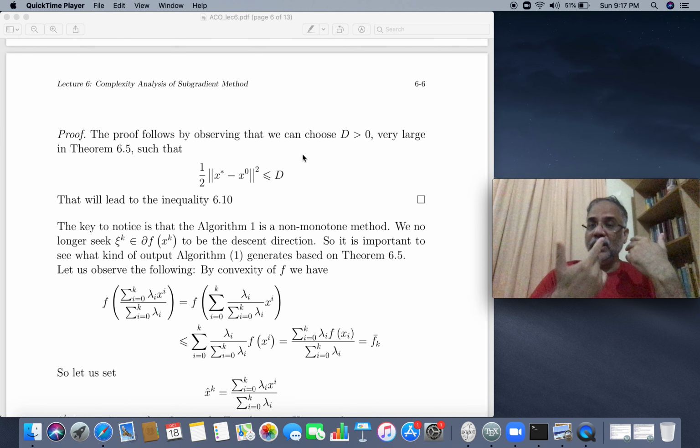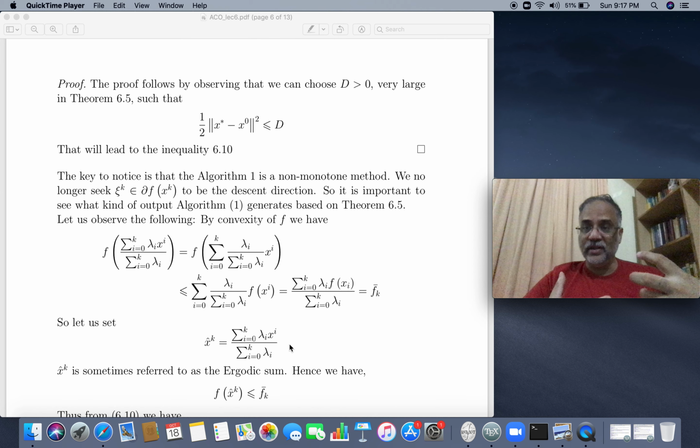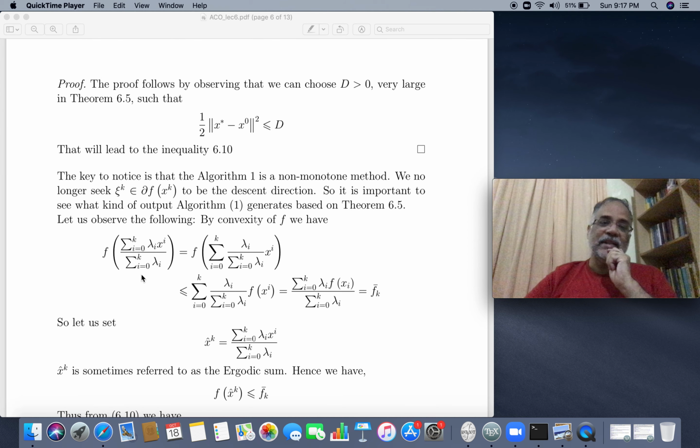So there are two ways of looking at the output. One is the construction of a point like x hat k, which is kind of an ergodic sum. It's called a weighted average of the vectors, not a weighted average of numbers, but a weighted average of vectors. If you operate f on this weighted average, then what does it say? By convexity of f, because I can write this in convex combination form, this is less than or equal to the weighted sum of the f(xi)'s from 0 to k, and that is f bar k.